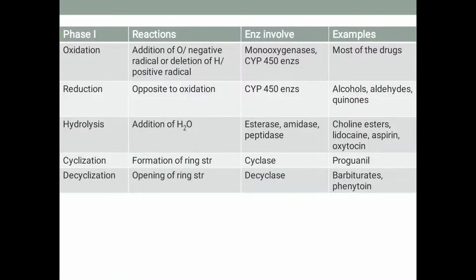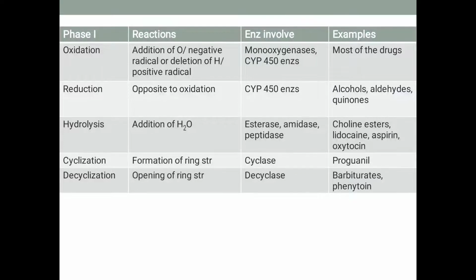So let's see the phase 1 reactions and their enzymes and examples of drugs which are metabolized through these reactions. So phase 1, first one is oxidation. In oxidation, what happens? Addition of oxygen or negative radical or deletion of hydrogen or positive radicals, meaning oxygen addition and deletion of hydrogen. It is called oxidation reactions. Enzymes involved in this process are monooxygenase and cytochrome P450 enzymes. And examples are most of the drugs metabolized by this reaction.